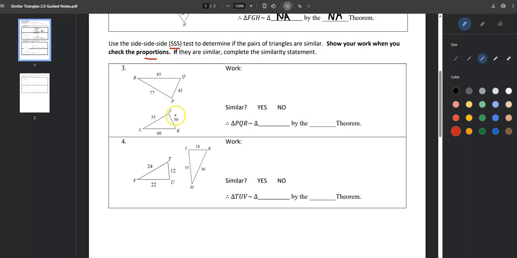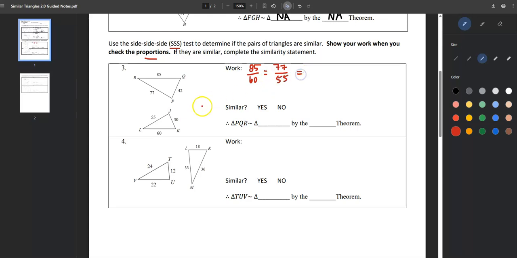So if I look at this, I want to write proportional statements with my sides. So I think of it this way. I've got to make sure they're corresponding. I always go the biggest side over the biggest side of the other one. So this would be like 85 over 60. Okay? And I need to check and see if that's going to be equal to everything else. So this should be equal to the middle over the middle. So 77 over 55.